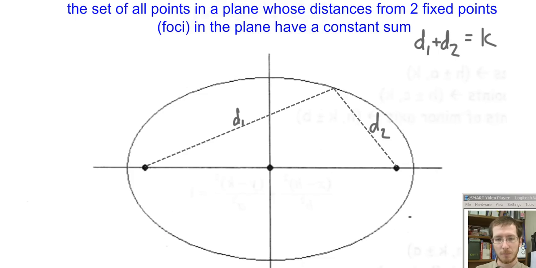So I could pick another point down here. Let's try a different looking point down here. If I were to find this distance here and then add that to this distance here, even though these two segments are different, then this plus this would be that same constant K.